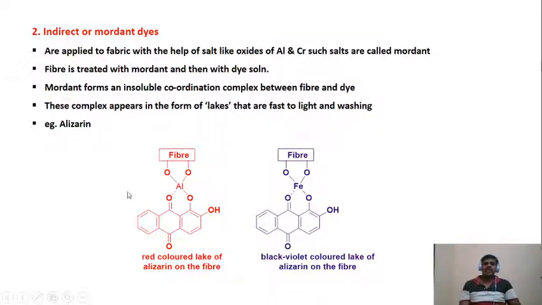An example is alizarin. We have seen that when it is attached to aluminum it produces red color, and when it is attached to the oxide of iron it produces a black violet color. So alizarin is an example of an indirect or mordant dye, because this dye produces colors on attachment to the oxides of metals, and these metal oxide salts are nothing but the mordant. So this type of dye comes under the class of mordant dyes.